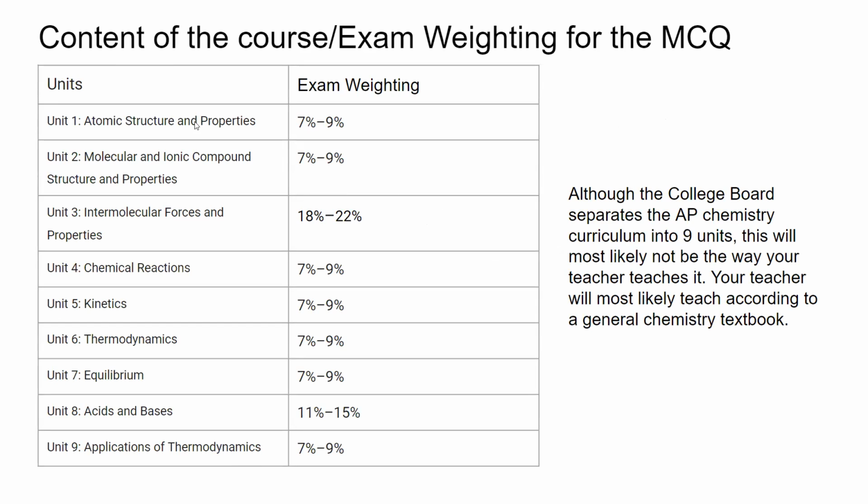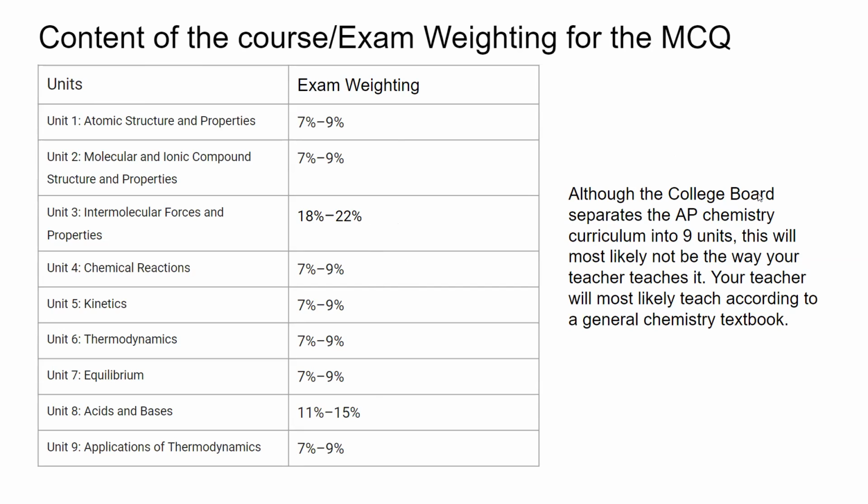So you have atomic structure and properties, molecular and ionic compound structure and properties, intermolecular forces and properties, chemical reactions, kinetics, thermodynamics, equilibrium, acids and bases, and applications of thermodynamics. They each weigh differently on the MCQ. As you can see, Unit 3 and Unit 8 are weighed higher than the rest.